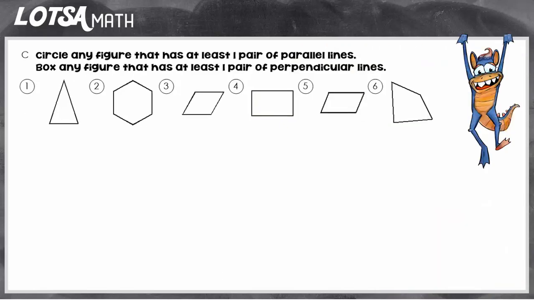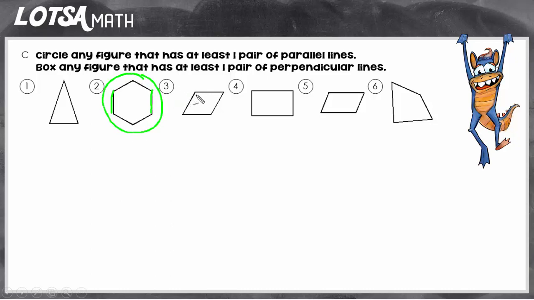So first, let's just go through and circle the figures that have parallel lines. So on number 1, I see that none of the lines are running alongside each other. So these are not parallel. So on number 2, I see a bunch of lines, but I can start finding lines that are running alongside each other. And if you extended those lines, they would continue running alongside each other at the same distance away from each other. So number 2 has parallel lines, so we're going to circle it.